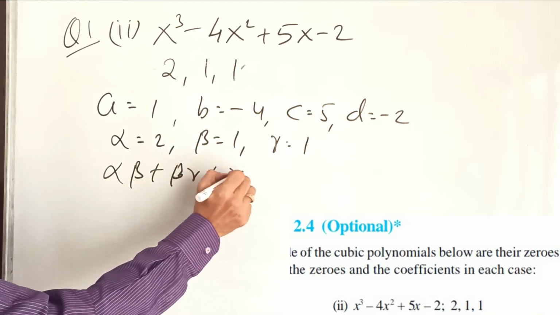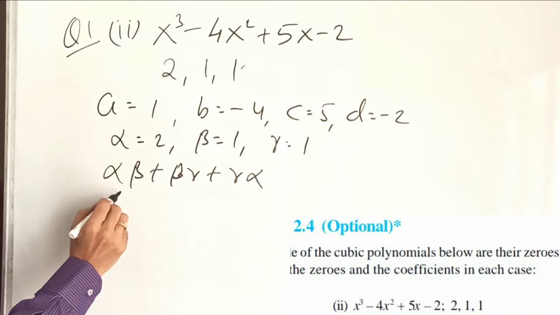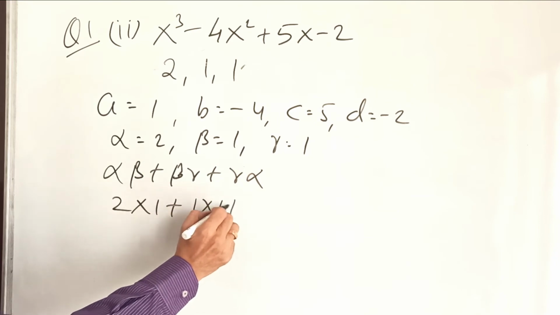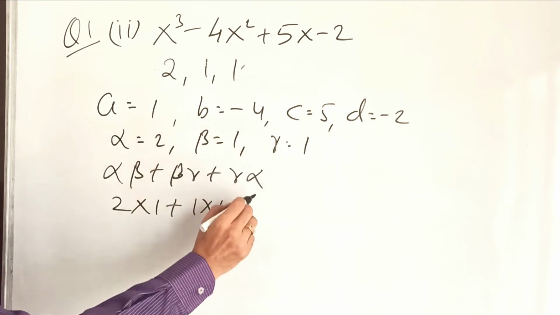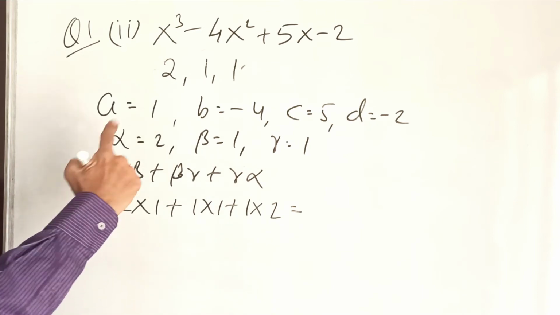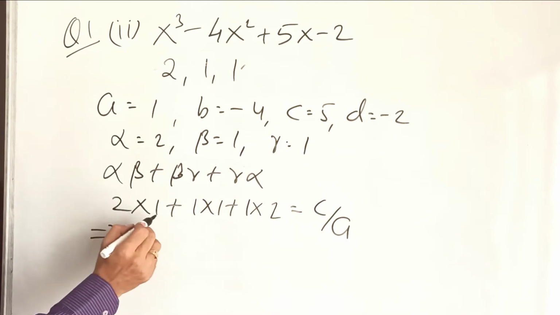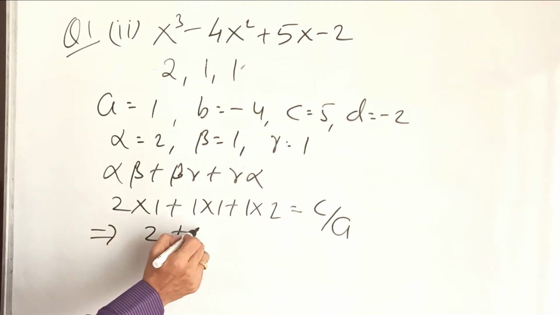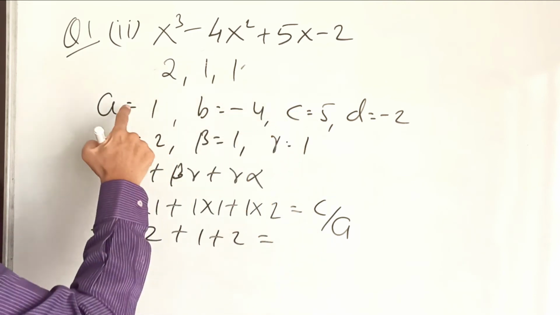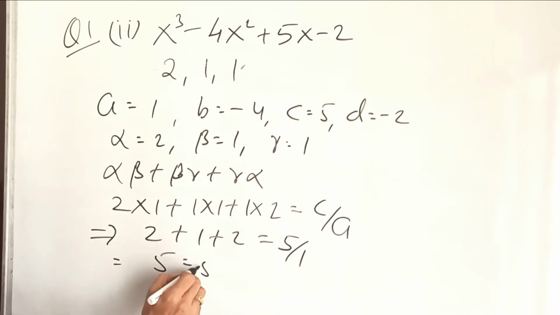Alpha beta means 2 into 1, plus beta gamma, 1 into 1, plus gamma alpha, 1 into 2. It should be c by a. So it will be 2 plus 1 plus 2. C means 5, a means 1, so 5 upon 1. So 5 is equal to 5.